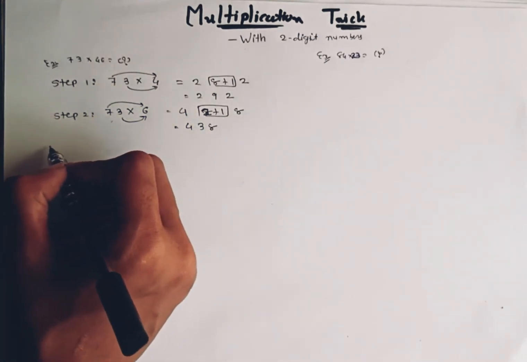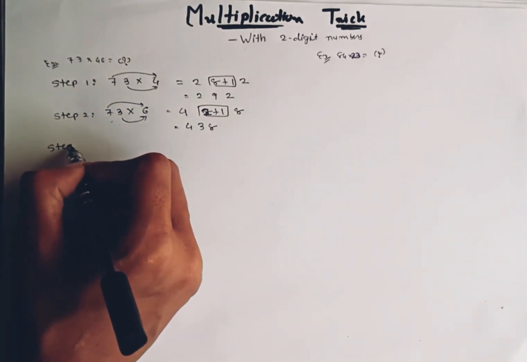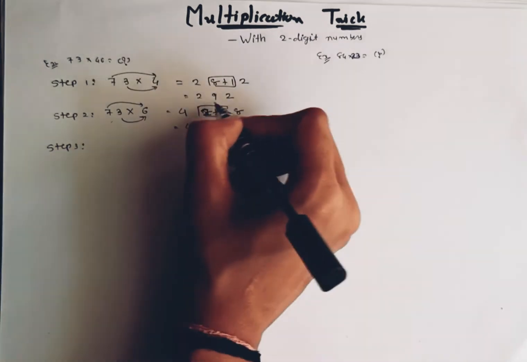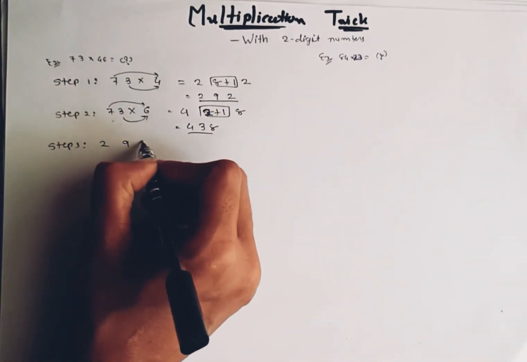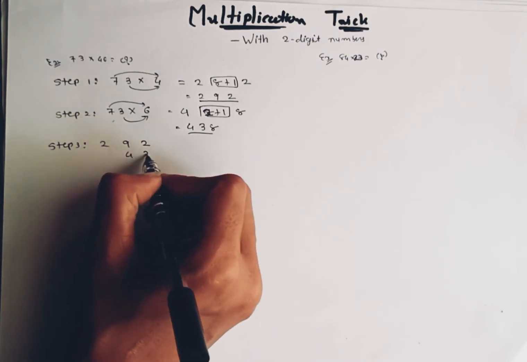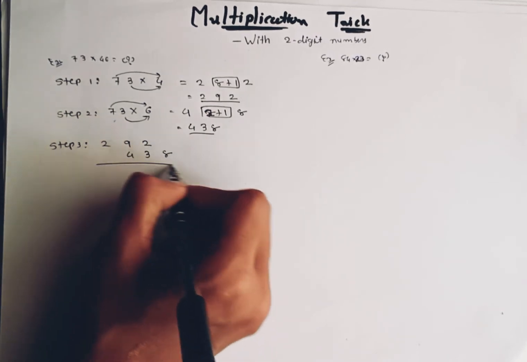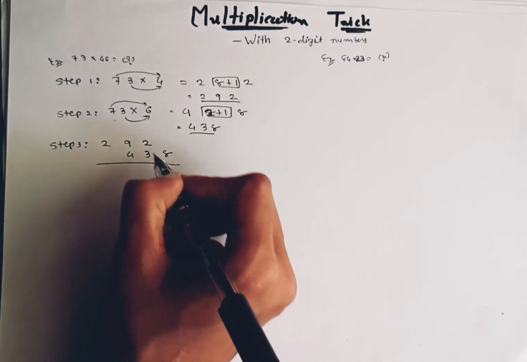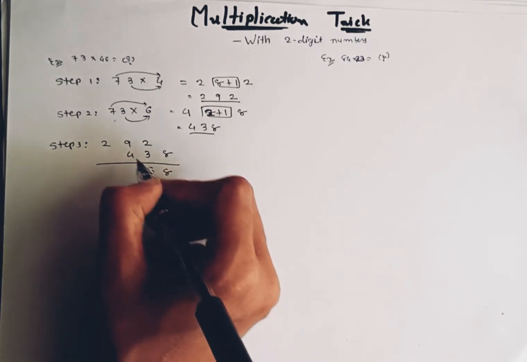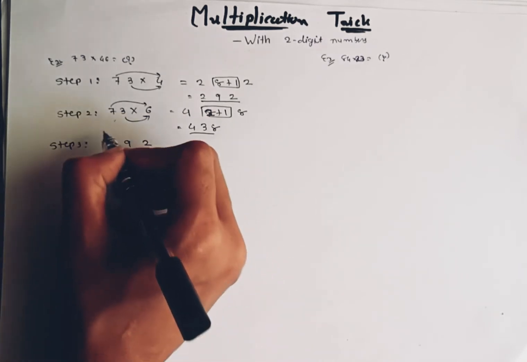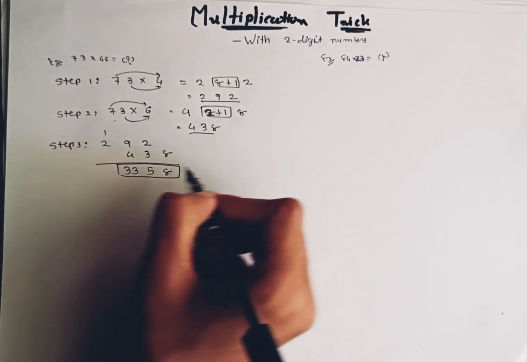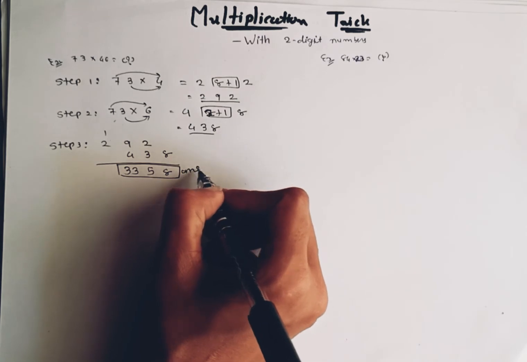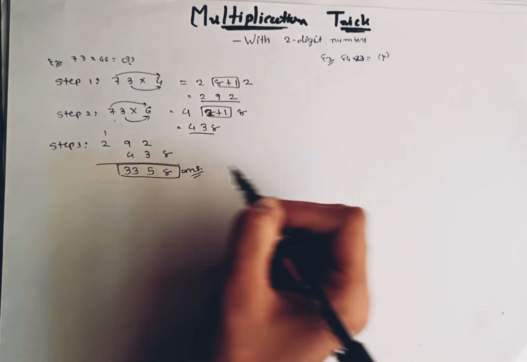Step 3, we will do addition of step 1 and step 2. 292 plus 438. 8, 2 plus 3, 5. 9 plus 4, 13. 1 carry. 2 plus 1, 3. Answer is 358. Is 73 cross 46.